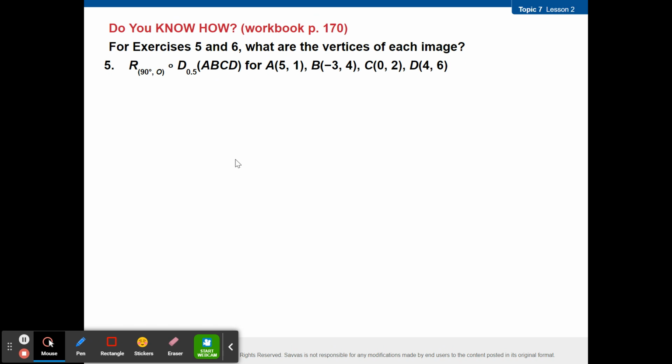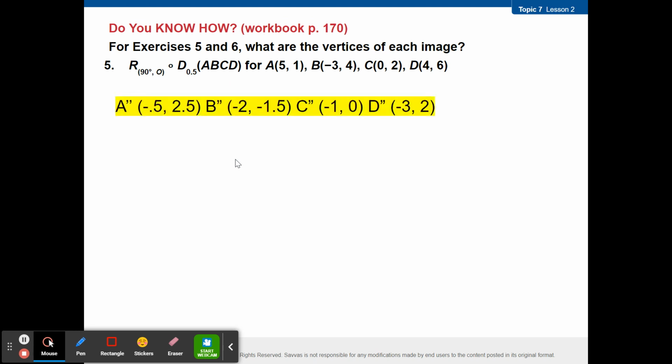All right. Show of hands, who's still working on 5? Are we ready for the big reveal? Let's see how we did. What questions do you guys have?